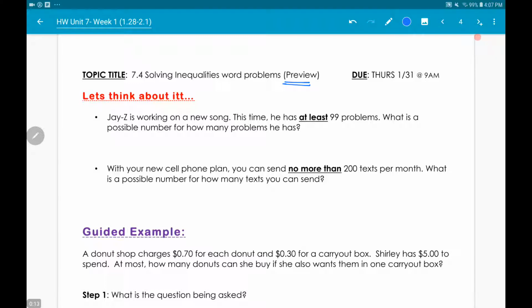So let's think about this. Jay-Z is working on a new song. This time he has at least 99 problems. What is a possible number for how many problems he has?